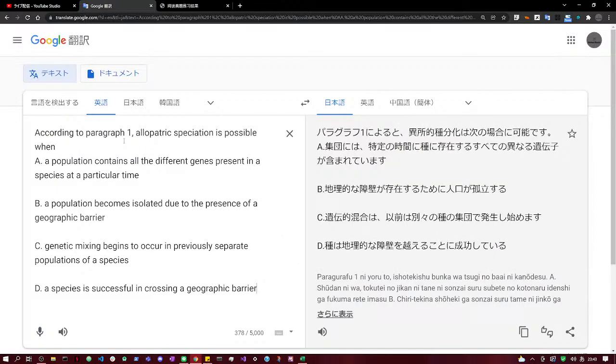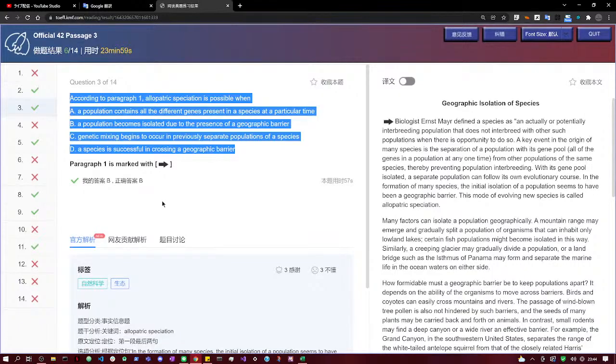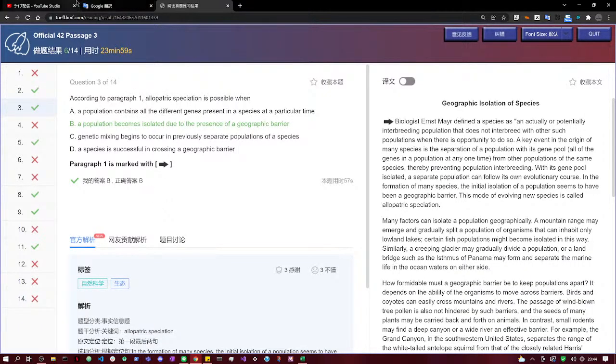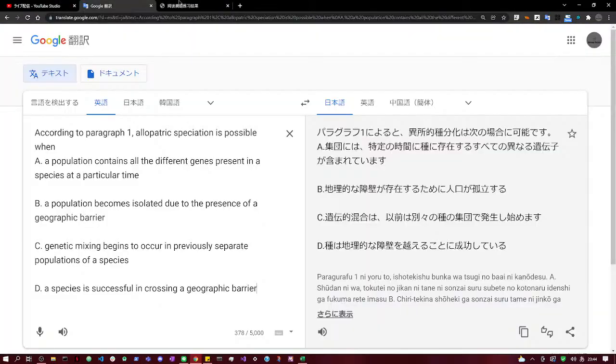According to paragraph 1, which of the following is possible? Evolution contained all the different genes present in the species at a particular time. Evolution became isolated due to the presence of a genetic barrier. Then mixing occurs in previously separate populations. A species successful crossing. Isolated. B and R populations become isolated due to the genetic barrier.